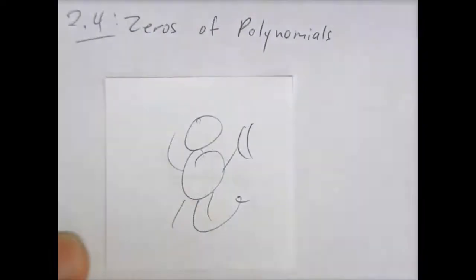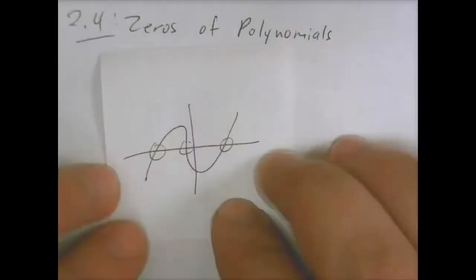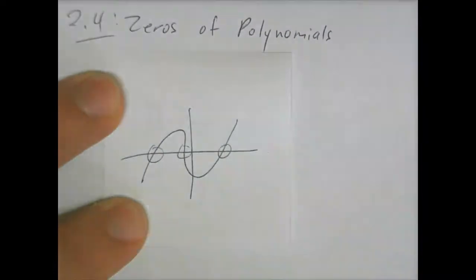Remember polynomial? Oh, the monkey. It's the monkey again. Let me try again. Okay. So zeros are pretty much where Oh no! I ate a pretzel and it got stuck in my throat.